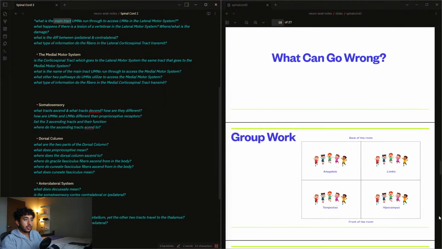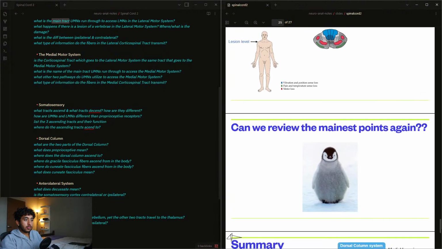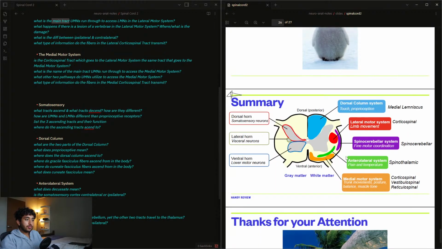Let's go to the bottom. Okay. Spinothalamic, spinocerebellar, and medial lemniscus. Because that's dorsal medial lemniscus. Okay. So there's three different.